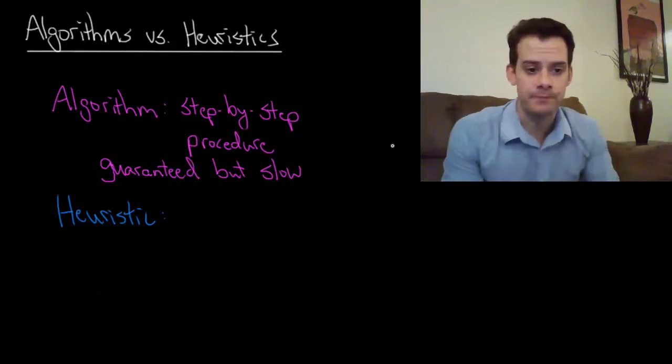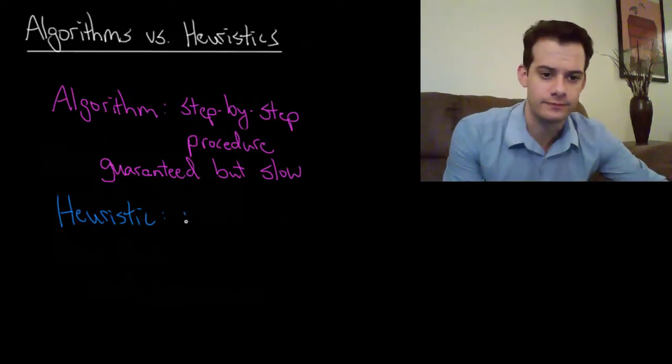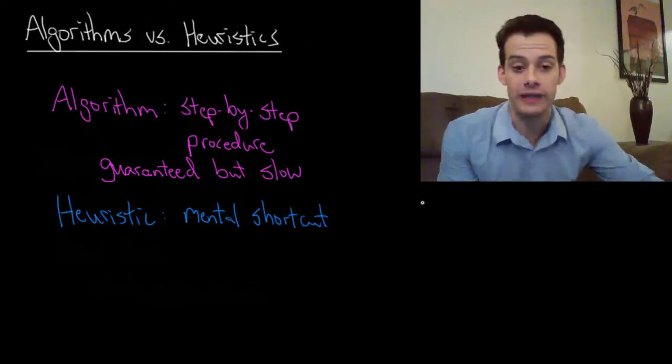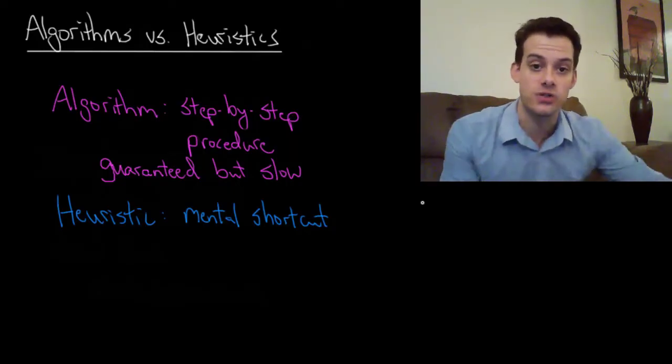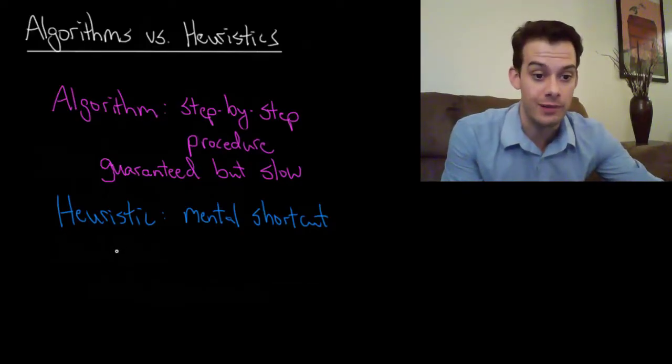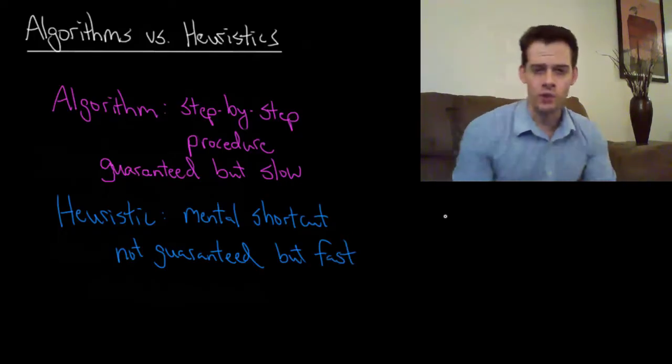So what's a heuristic? Well, a heuristic is sort of a mental shortcut. It's not a step-by-step procedure. And so the downside of a heuristic is, because it's not a step-by-step procedure, it doesn't guarantee that we'll actually get to the solution. It might not work. So a heuristic is not guaranteed. We don't know if it will get us to the correct solution, but it's faster, right? Because it's a shortcut.